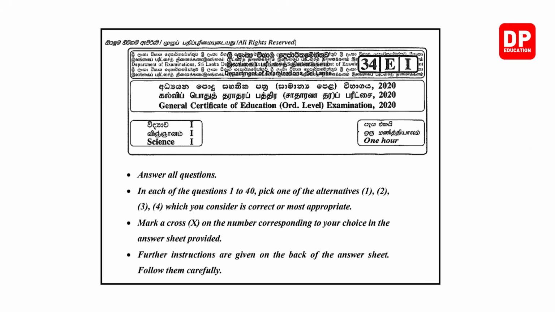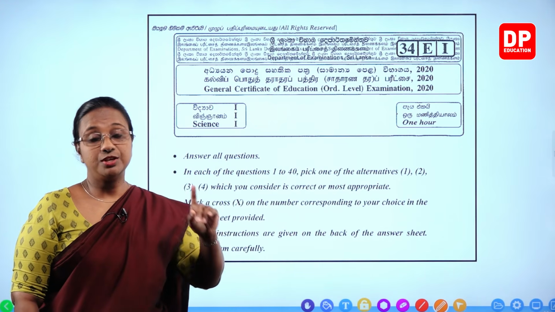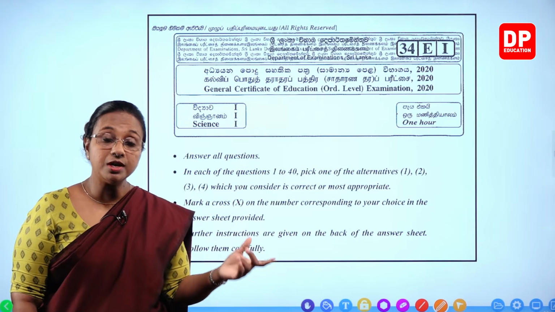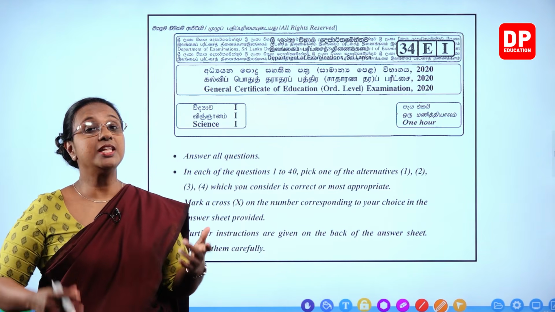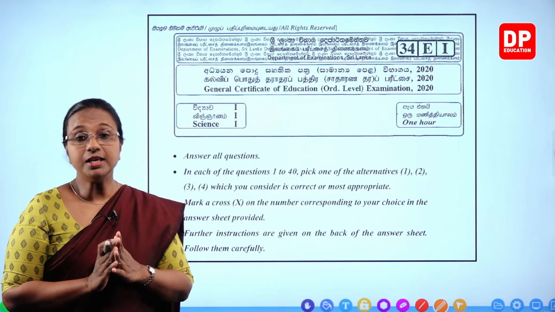Like I told you all, there are 40 questions, 40 MCQ questions, each question containing 4 answers. You have to read the question, select the answer, and mark the answer on the answer sheet. All this has to be done within 1 hour. If you leave out even one question, if you don't mark the answer for one question, then you will be losing marks. So you have to answer all 40 questions.